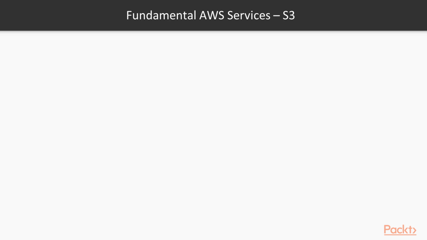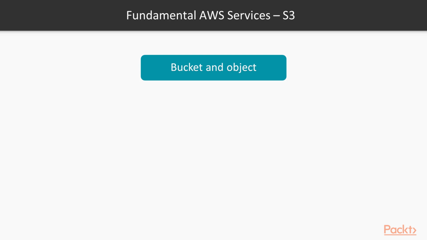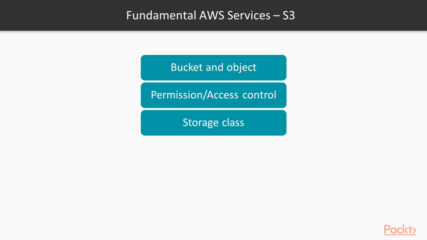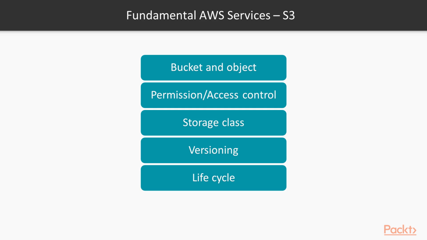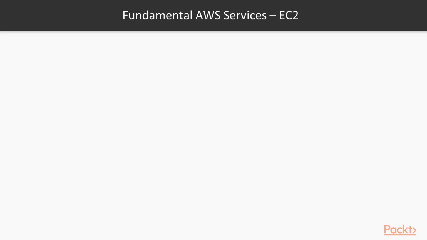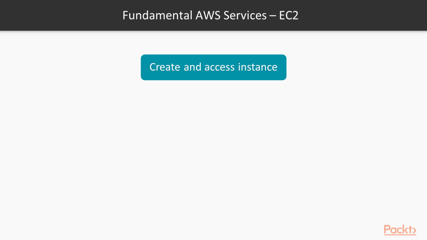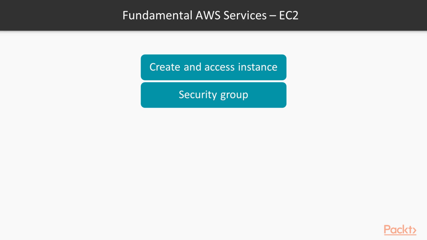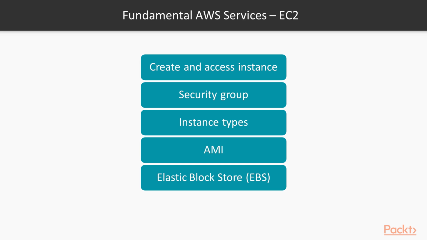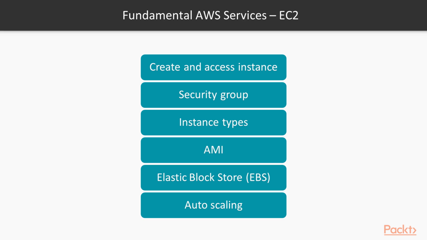In the S3 video, we will cover bucket and object basics, access control, storage classes, S3 versioning, lifecycle, and replication. In the EC2 video, we will learn how to create an instance and access it, control instance network access by security group, explain difference between each instance types, AMI images, EBS volume, auto-scaling, etc.